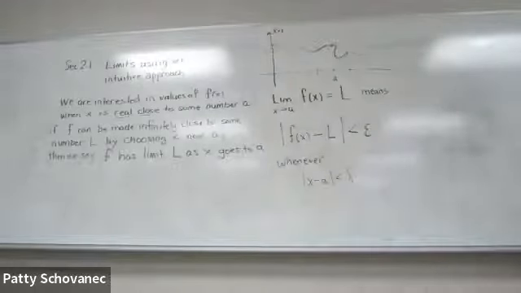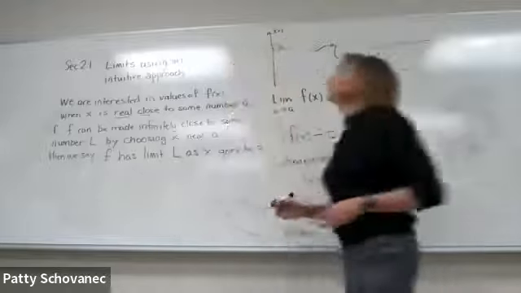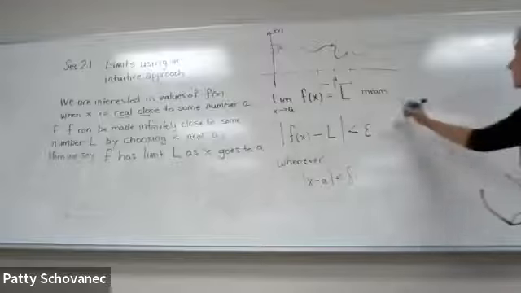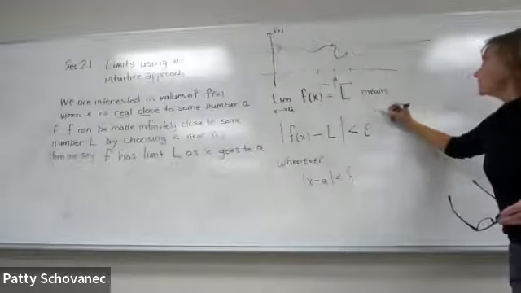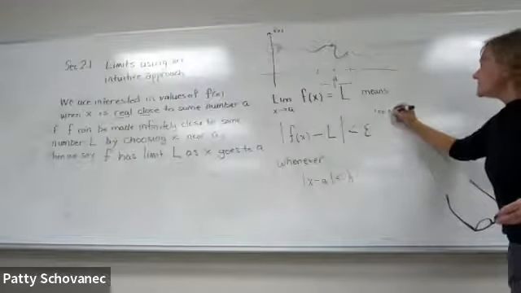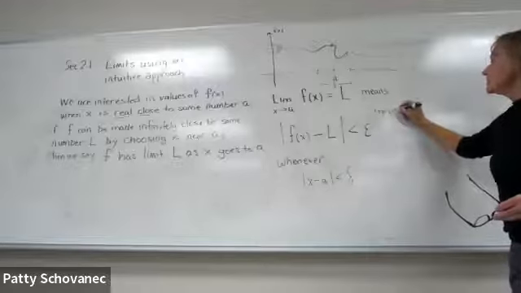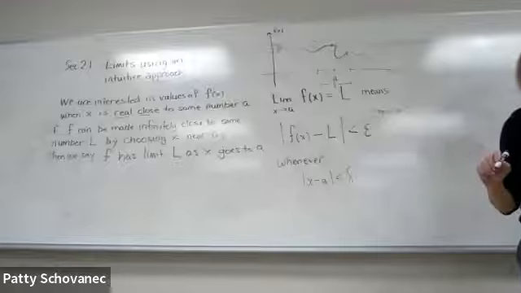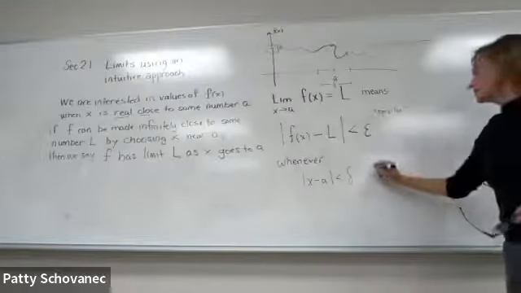So here's my delta interval. And here's my epsilon interval. Okay, so this is epsilon. Epsilon, maybe? Maybe I spelled it right. I'm not Greek. This is delta.